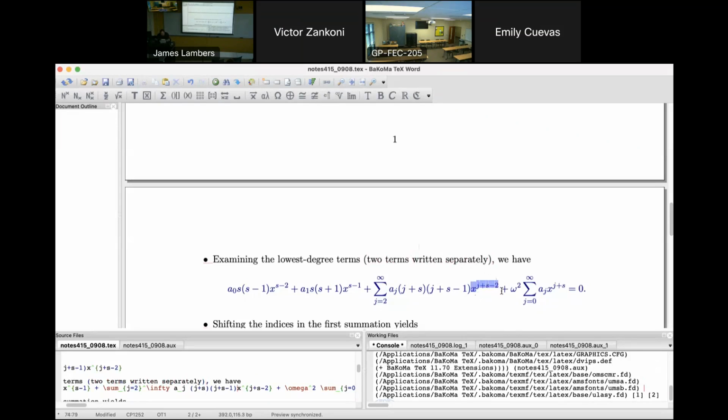Now here we have x to the j plus s minus 2. Here we have x to the j plus s. But we also have j going from 2 to infinity over here, and j going from 0 to infinity over here. It's a good idea to write all of this in such a way that you have x to the j plus s throughout. So what that means is you're going to shift the indices of this summation.